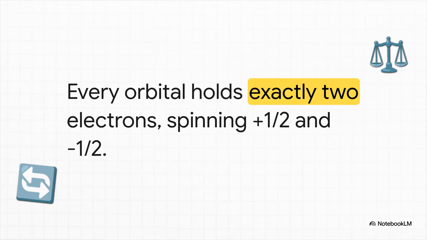And finally, the roommate dynamics. The spin quantum number tells us that every single room or orbital holds exactly 2 electrons. But they can't be identical twins. One spins clockwise, mathematically represented as +1/2, and the other spins anti-clockwise, -1/2.